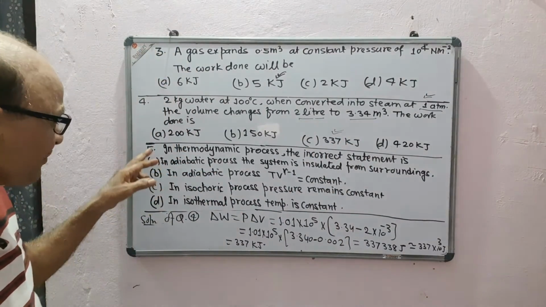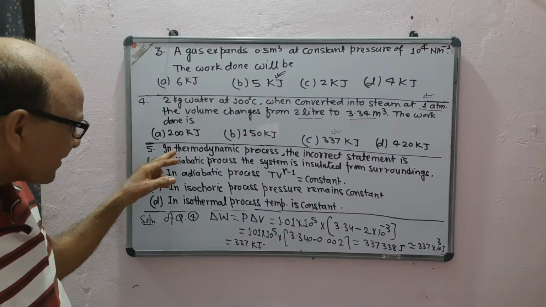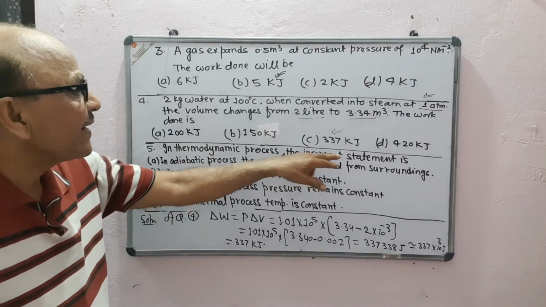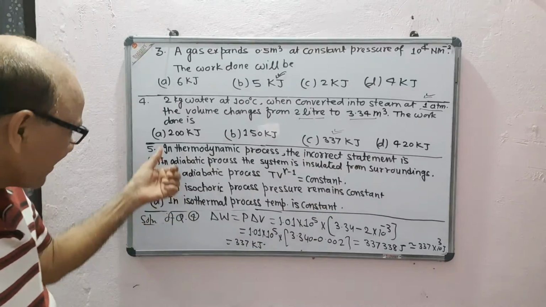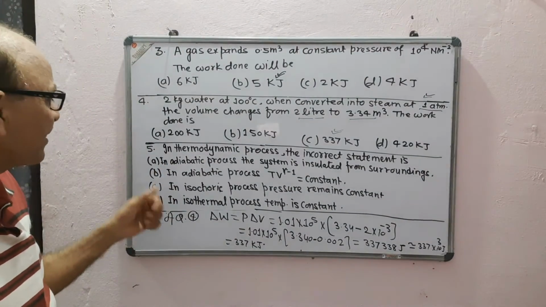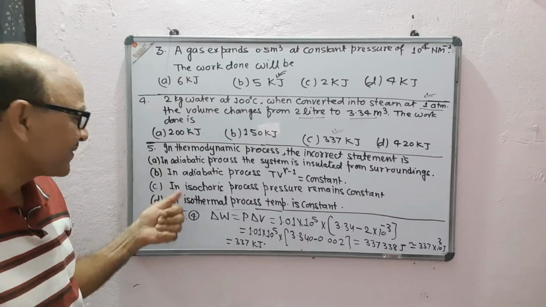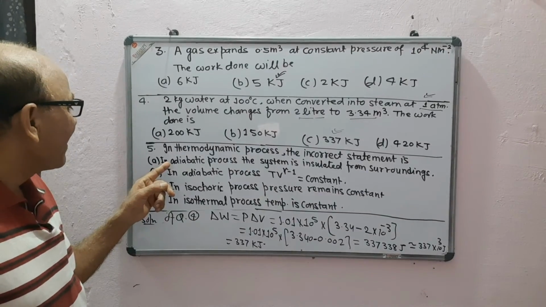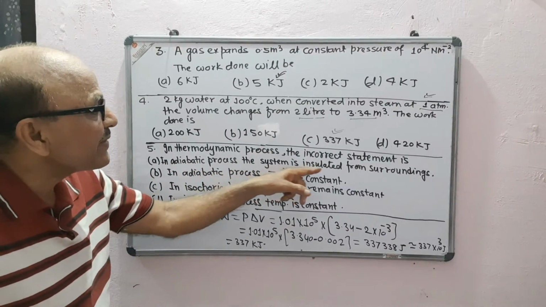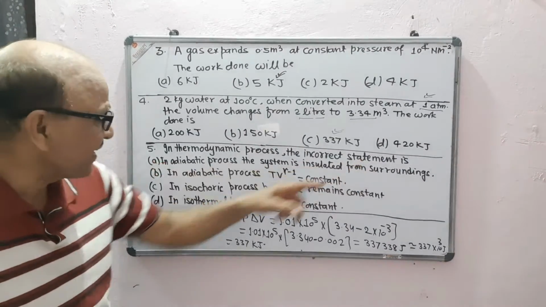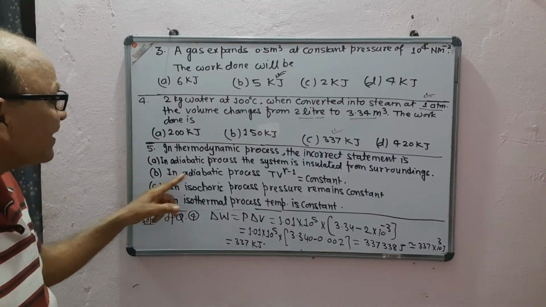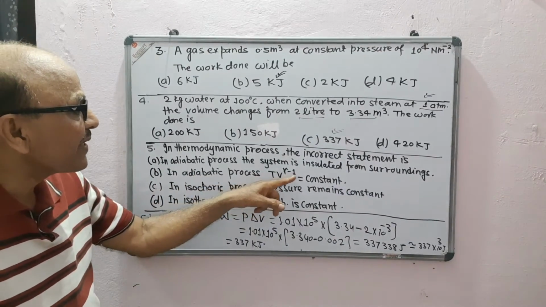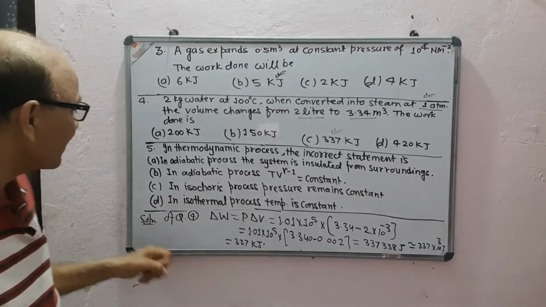Now the next question, number 5. In a thermodynamic process, the incorrect statement is: out of these 4 options we have to select the incorrect statement. First is, in an adiabatic process the system is insulated from the surroundings. This is correct. In an adiabatic process TV to the power gamma minus 1 is constant. This is also correct.